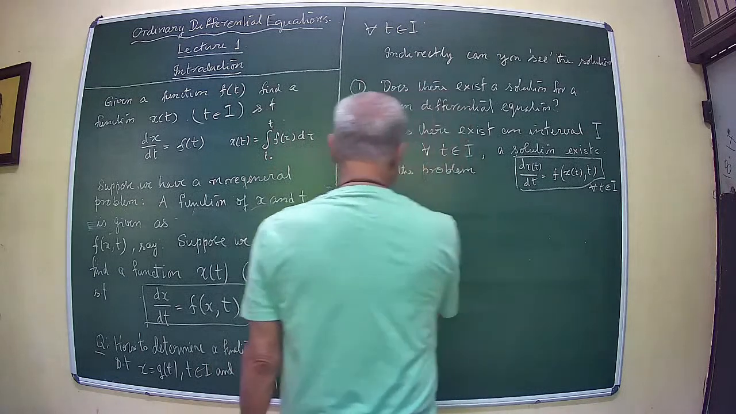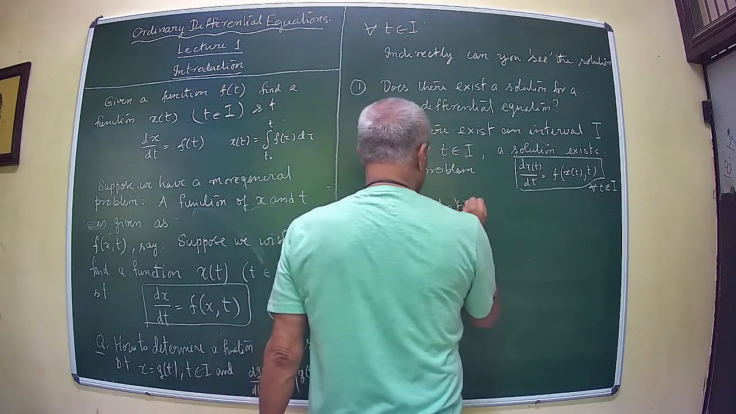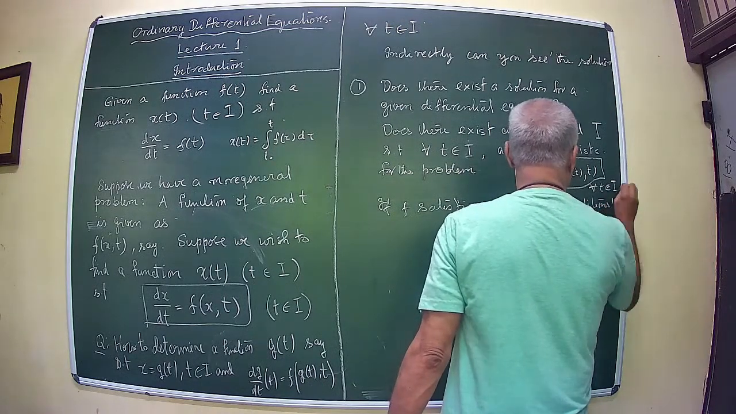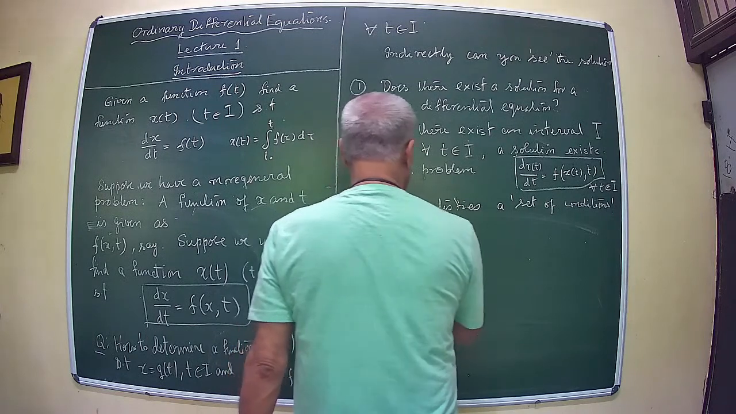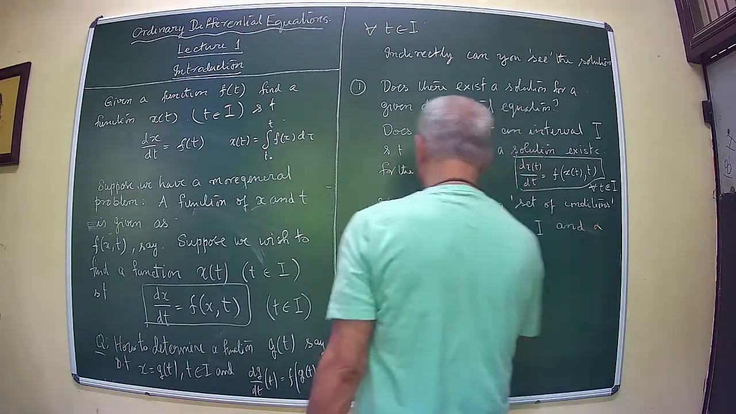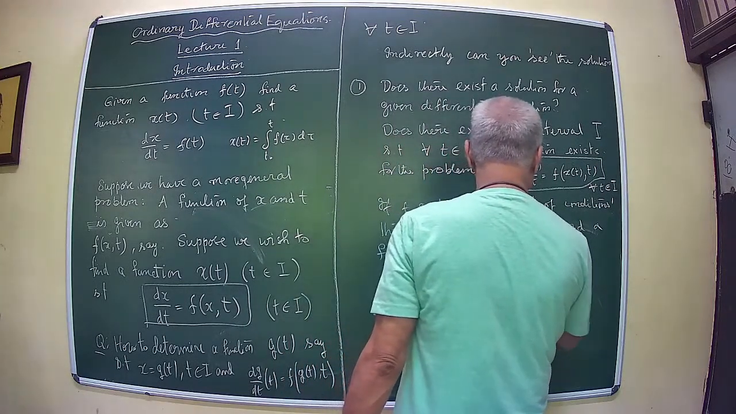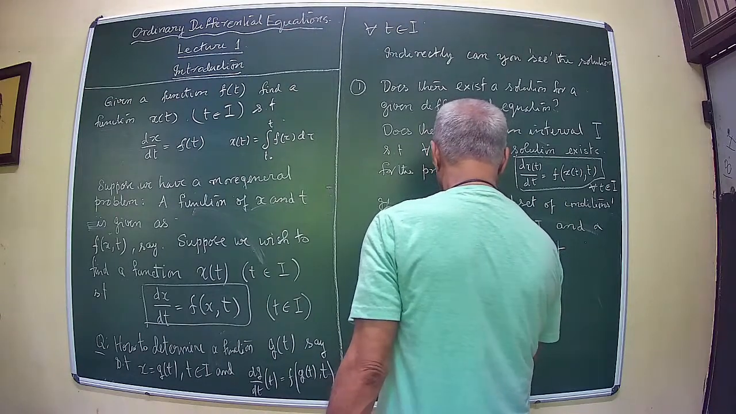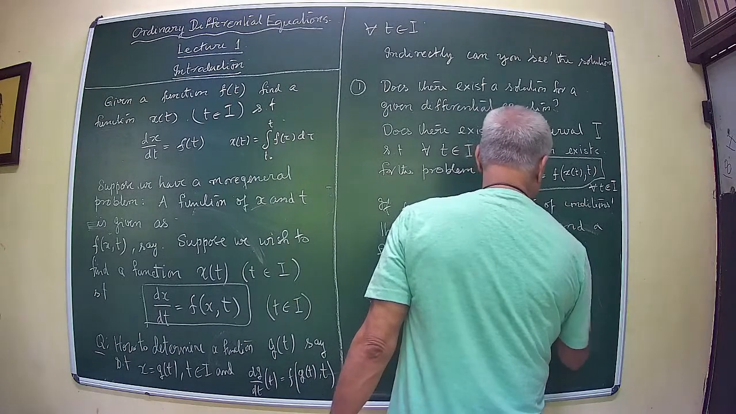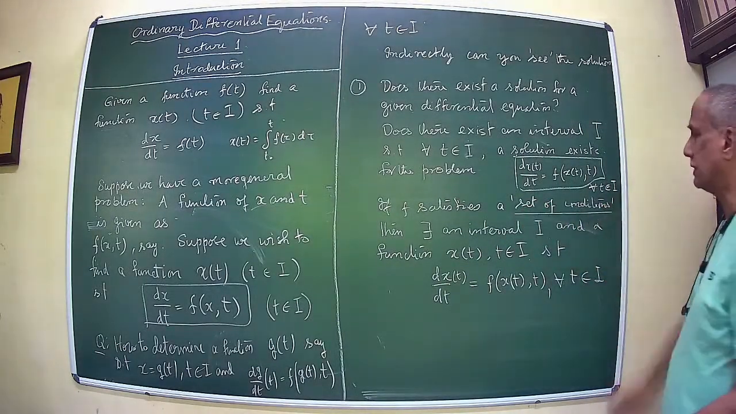A typical result would be: if f satisfies a set of conditions, then there exists an interval I and a function x(t), t belonging to I, such that... this is a typical existence theorem.